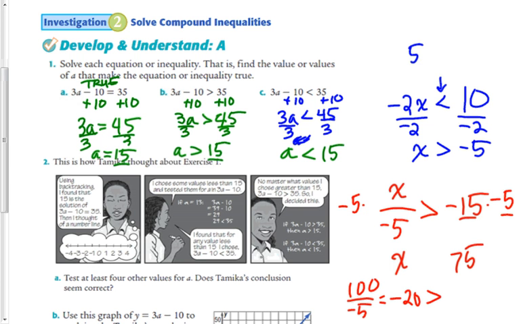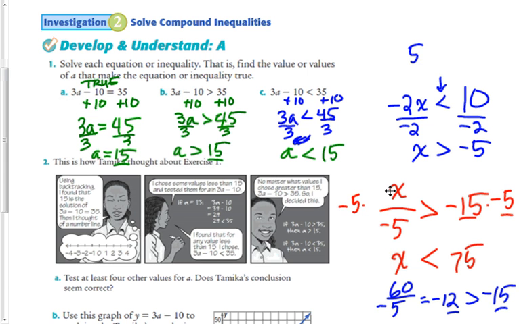Is negative 20 greater than negative 15? Think about that. Is a temperature of 20 below warmer than a temperature of 15 below? That's not true, right? So that means the numbers less than 75 are going to be solutions, like 60. If I take 60 divided by negative 5, I get negative 12, and negative 12 is greater than negative 15. 12 below is definitely warmer than 15 below.